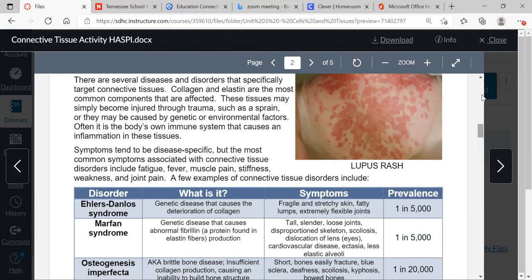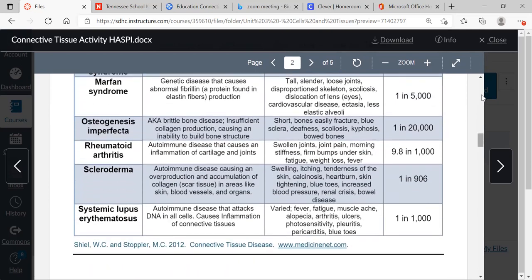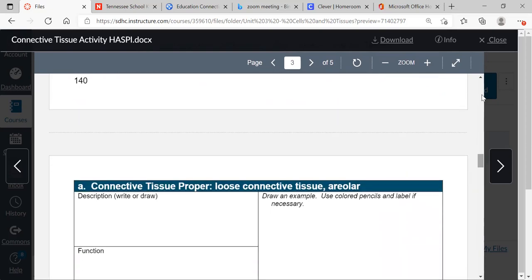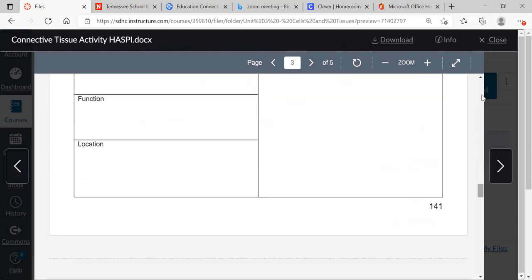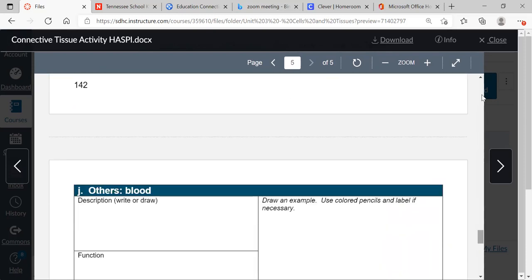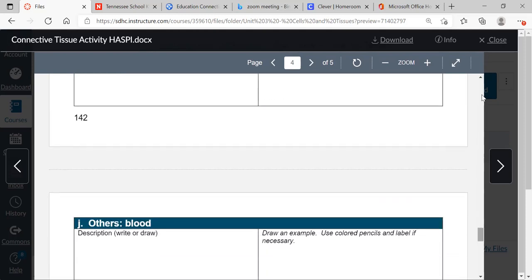Here, you'll need to read this on your own. These are some connective tissue disorders. That's going to be part of your assignment at the end of this. And then this is what we're going to do today. Parts A, B, C, D, E, F, I, and J. Is H on there? F. Yeah, I guess we skipped H.